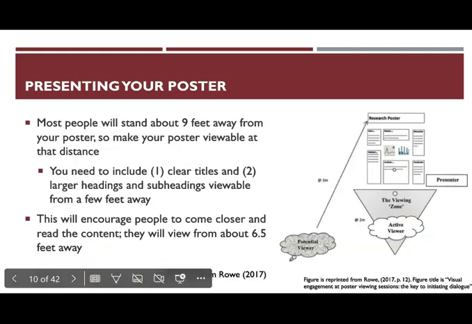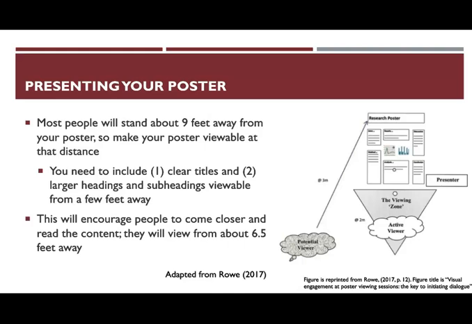The average distance people stand away from your poster when they start out is 9 feet, so you want to make sure that the most important information is visible from that distance. Specifically, you'll want to have clear titles and large headings and subheadings. This will initiate your audience's interaction with your content, and they'll typically move to be about 6.5 feet away from your poster after that.